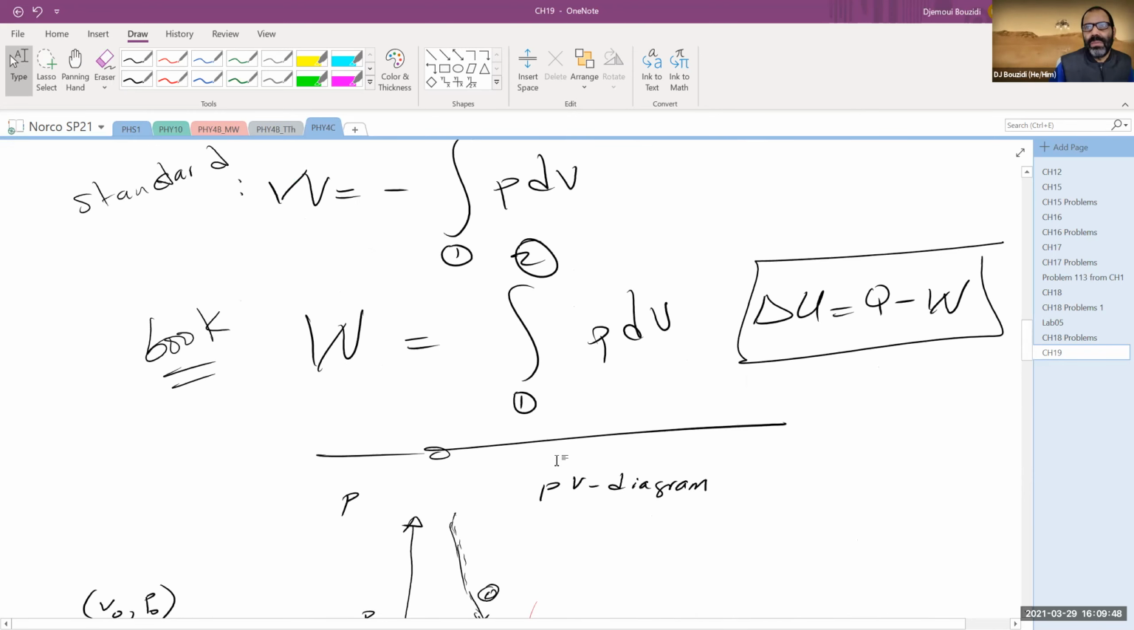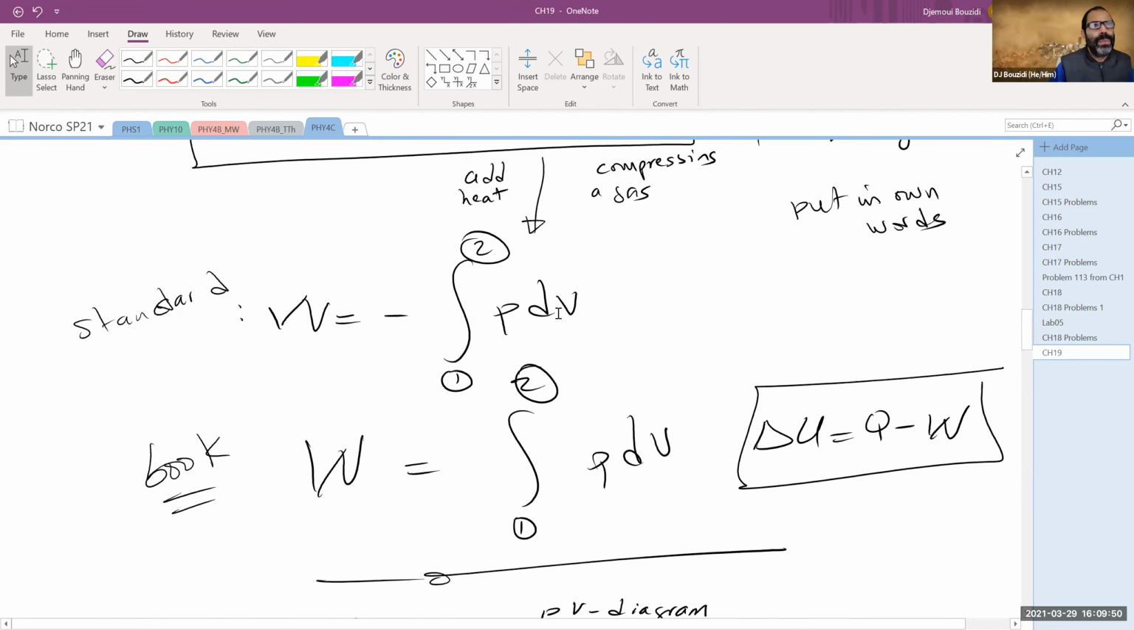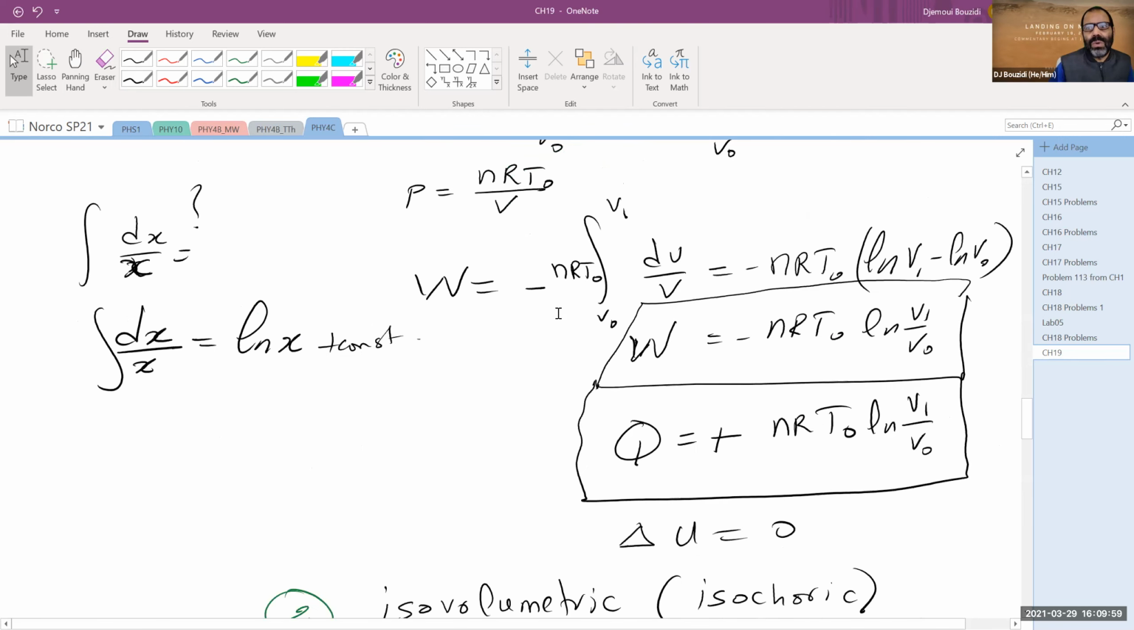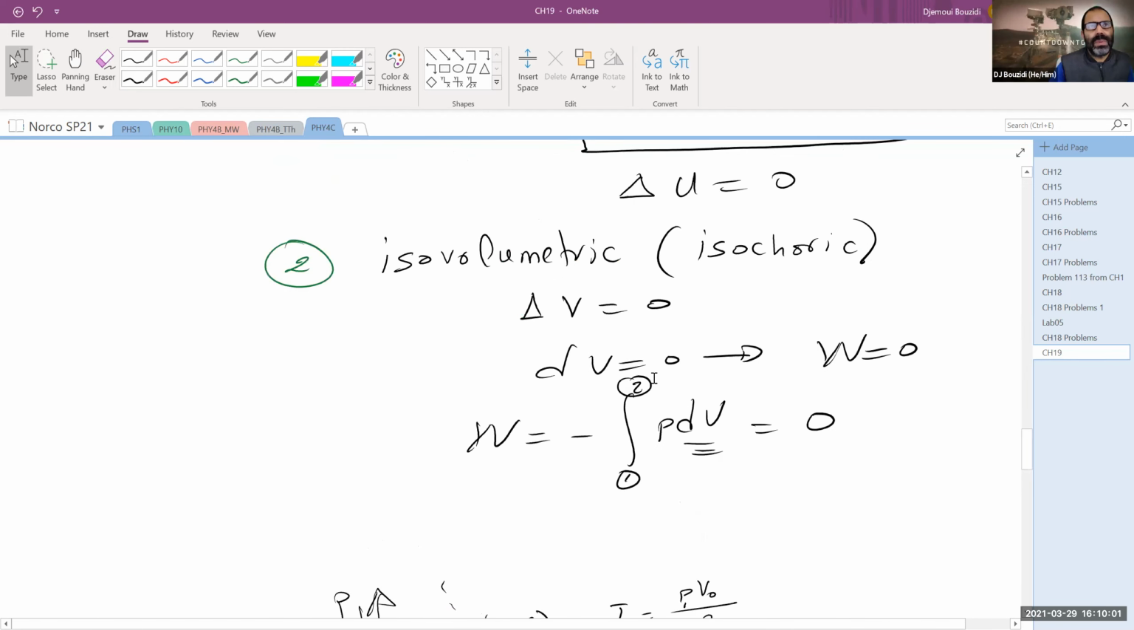Since there is no change in volume, there is no work done by the gas or done against the gas, because that involves dV. So if dV is 0, in an isochoric or isovolumetric process, there is no work. The volume does not change.